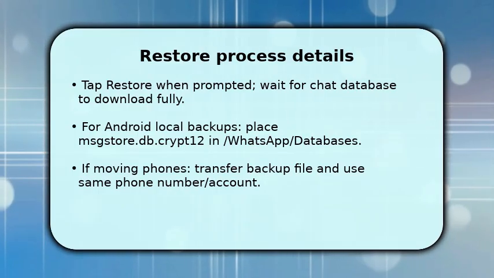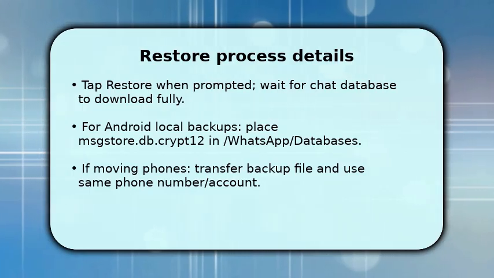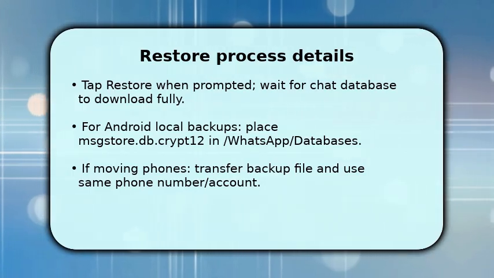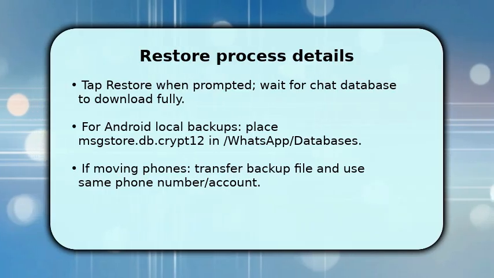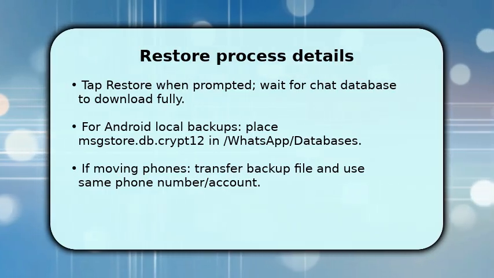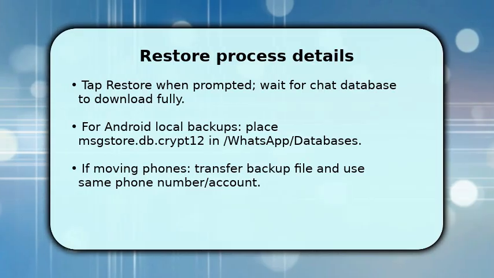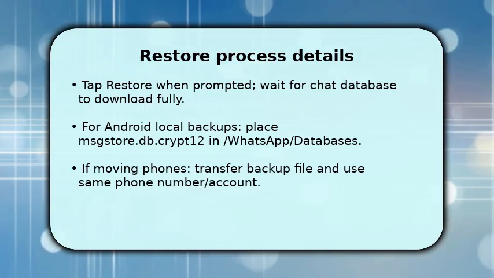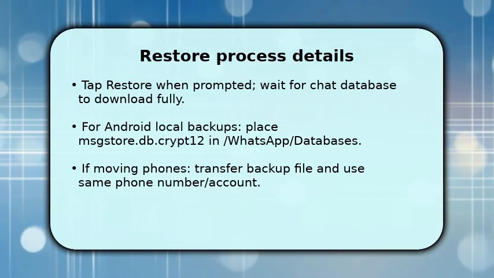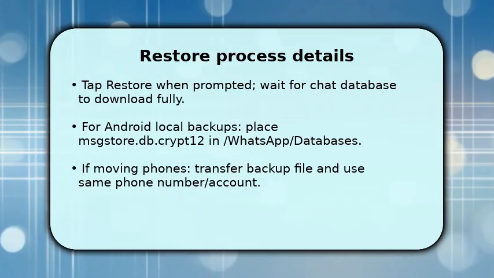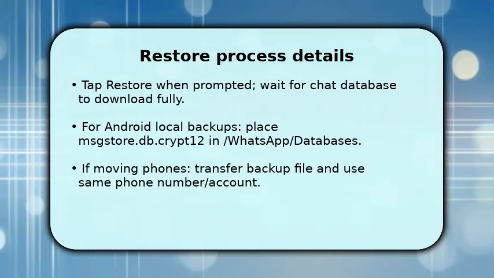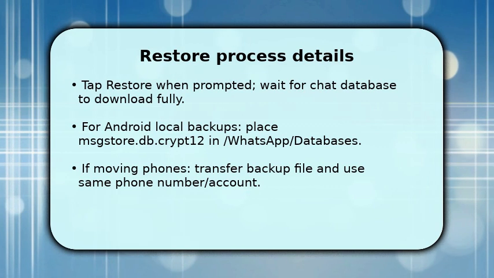For Android manual restores, move the latest msgstore.db.crypt12 into the /WhatsApp/databases folder before installing WhatsApp so the app finds it locally. If you're transferring between phones, copy the backup and keep the identical phone number and account. Once the database is restored, WhatsApp will resume fetching media and rebuild message indices.